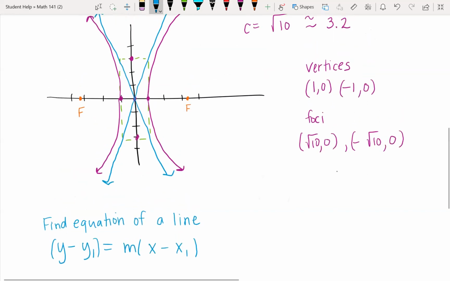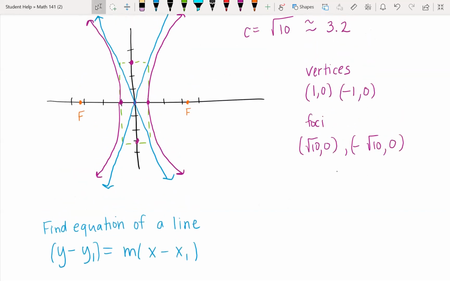Now, we need to figure out the slope of the line first. And in this particular case, the slope is going to be, we're going to go over a, and we're going to go up b. So rise over run would be b over a. That'll give us the positive. And then we also have one that has a negative slope. So that would be negative b over a.